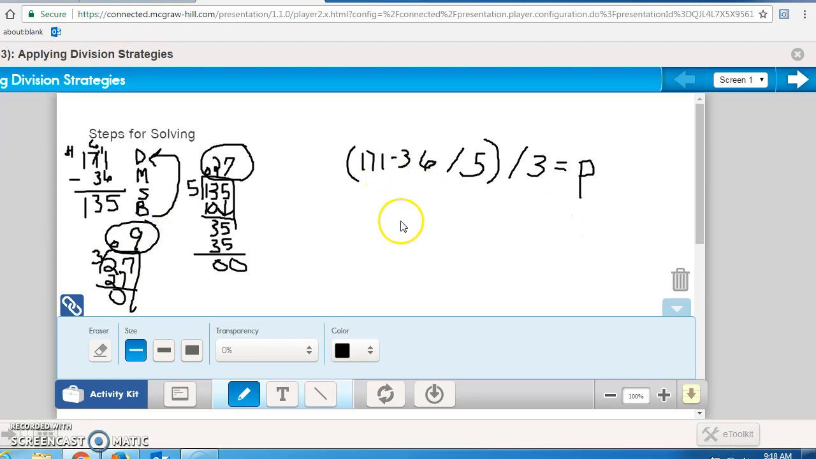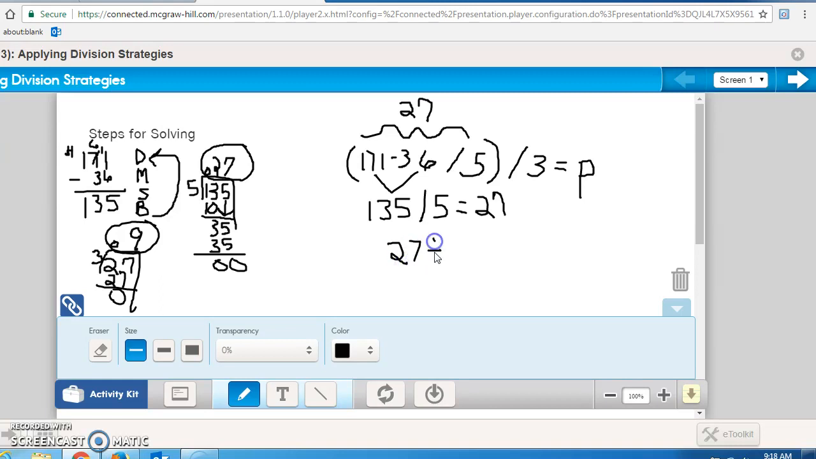So once I do this step, which is basically the same, I will figure out that 171 minus 36 is 135. And then if I divide that by 5, I come up with my answer of 27 for this total equation here. That total answer now is 27. Now I take 27 divided by 3, and I figure out that my P is the number 9.